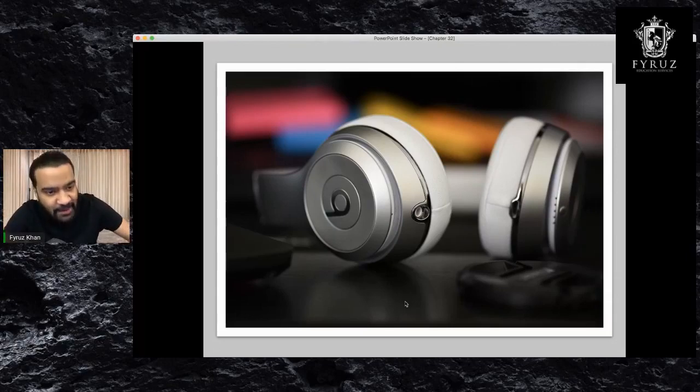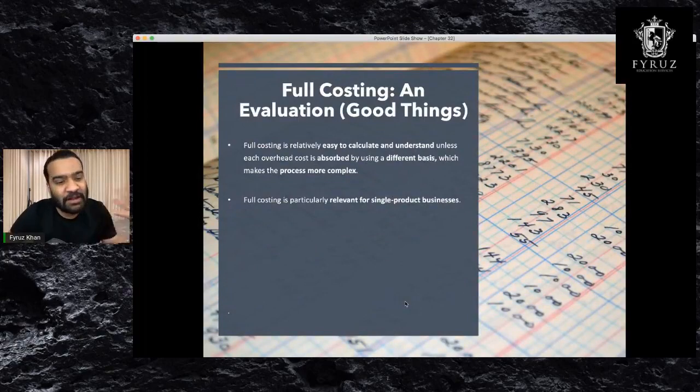But think about Apple, who makes 9, 10 different kinds of product. Now, if they had to take all the costs for all the products, it would be such a complex process, right? So think about that. So full costing, I would say, is relevant for small businesses, for single product businesses, businesses that produce only one or two kinds of product.